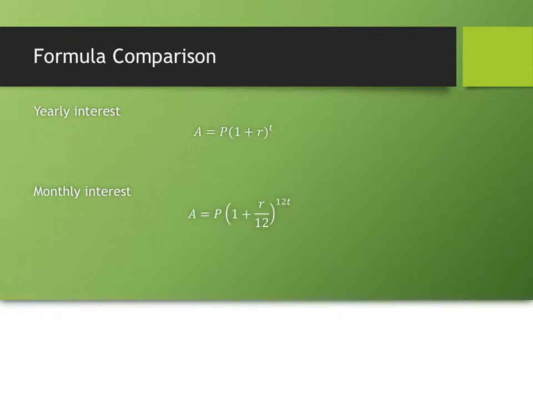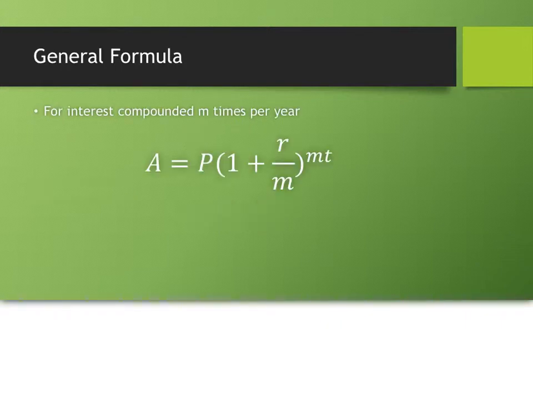If I didn't want to have a yearly or monthly, what if I wanted to compound this 4 times? Well, if you want to compound this 4 times, then you can use this formula. And basically all you're doing is replacing the 12 with an arbitrary number. So anytime you want to compound 2 times per year, 3 times per year, 15 times per year, 110 times per year, whatever that m is, you're just going to divide the rate by the m, and the exponent becomes m times t.